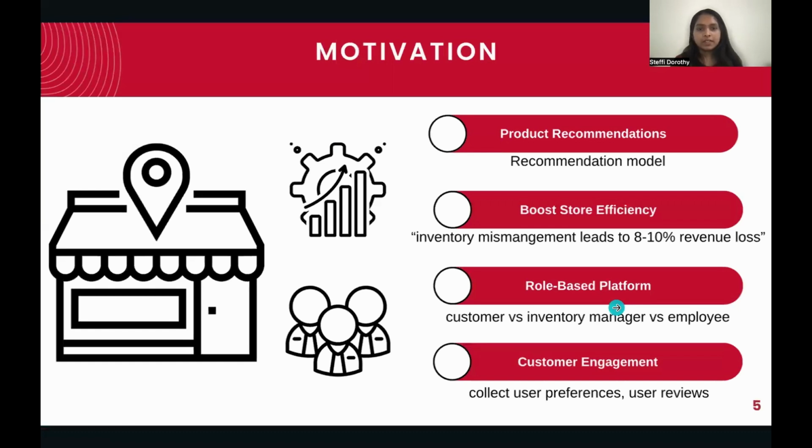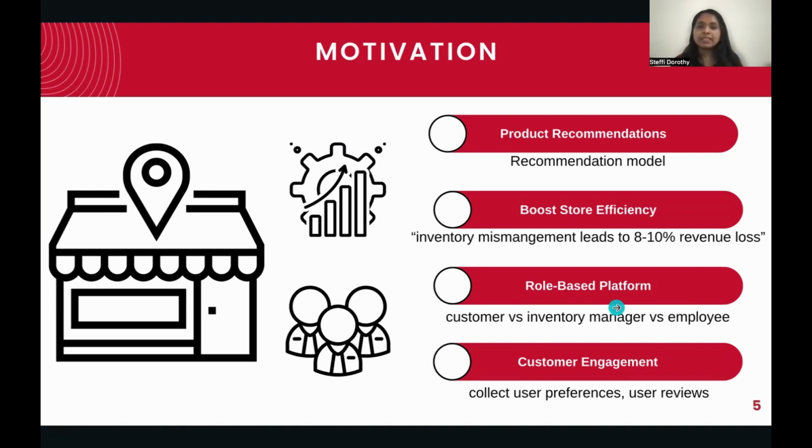So, in today's grocery industry, inventory mismanagement is a critical issue. It leads to 8 to 10% revenue loss, which could easily be avoided with the right system in place. Our goal is to mitigate this loss by developing a role-based platform that serves different roles such as customers, inventory managers, and employees. Each user role has tailored functionalities to improve the overall workflow.